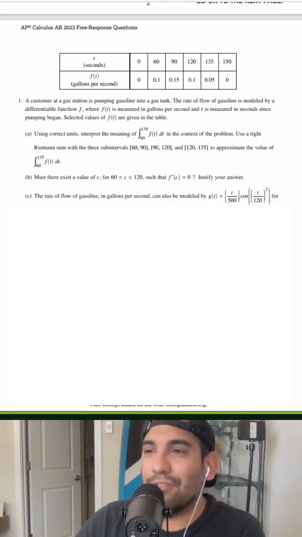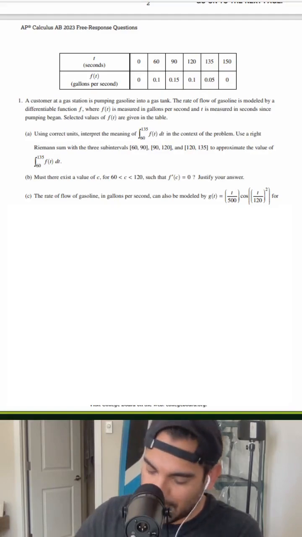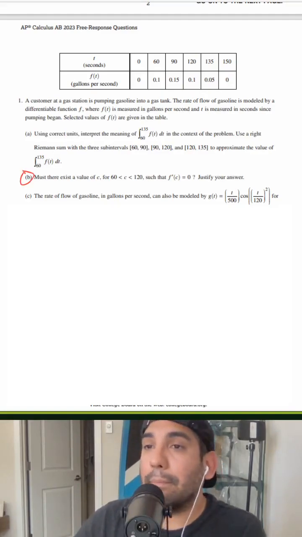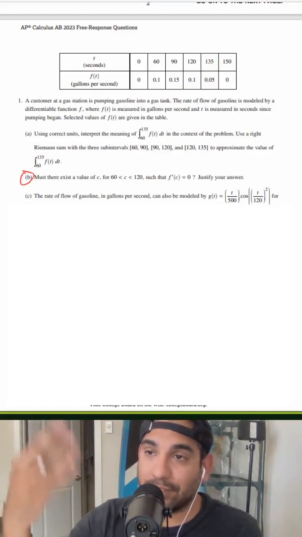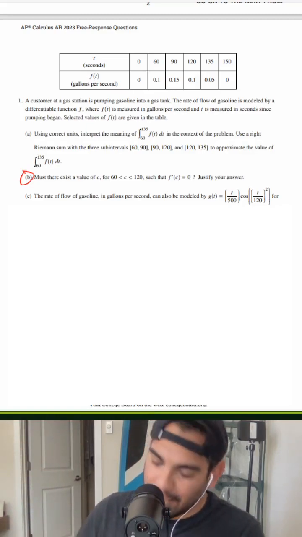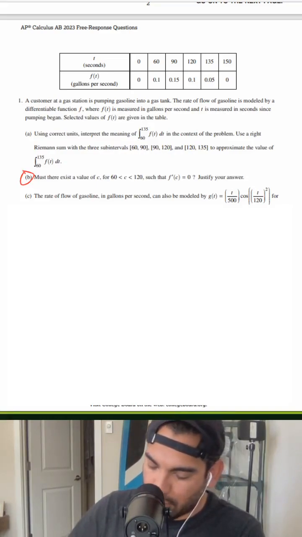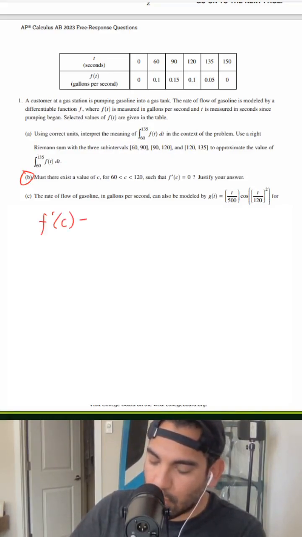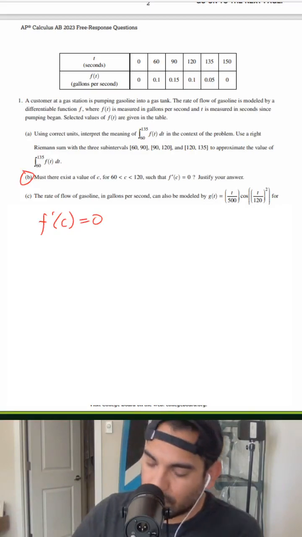All right, awesome. So let's go to part B, guys. Oh, I love this one. When I saw it, I just smiled. Part B. It's asking, must there exist a value C between 60 and 120 such that f prime of C is equal to 0? Easy. When I see that f prime of C is equal to 0, I'm thinking Rolle's theorem.